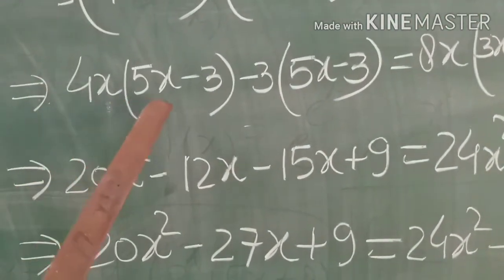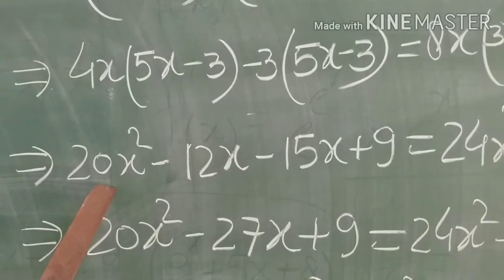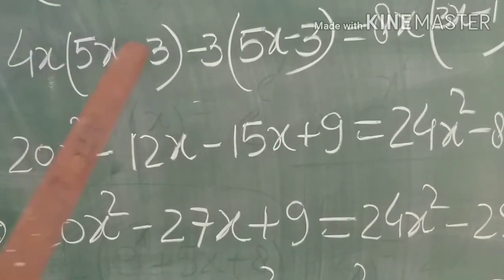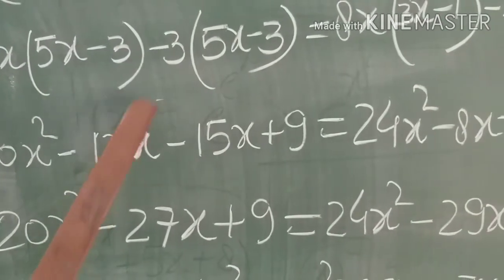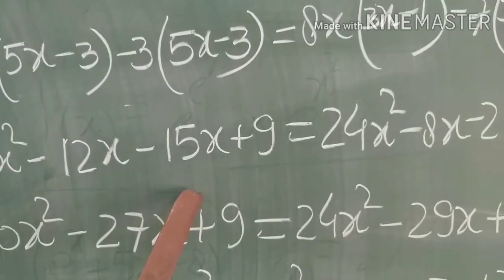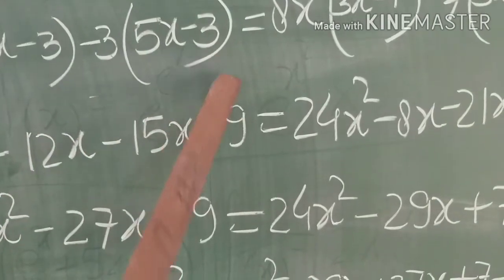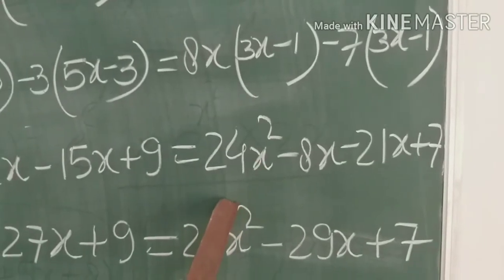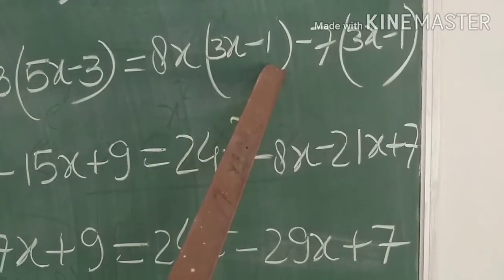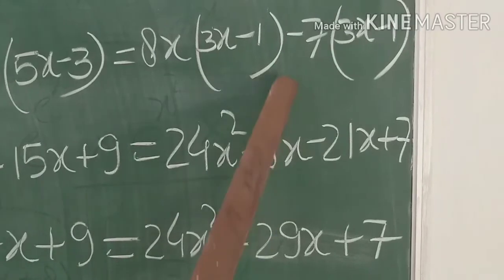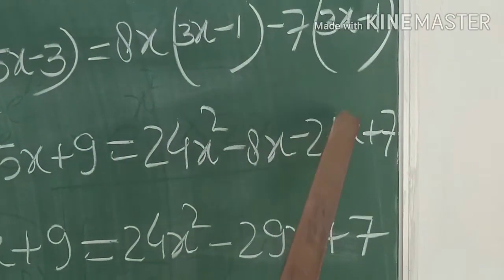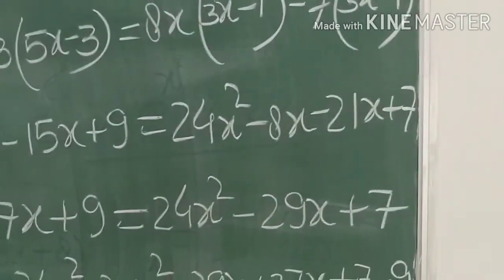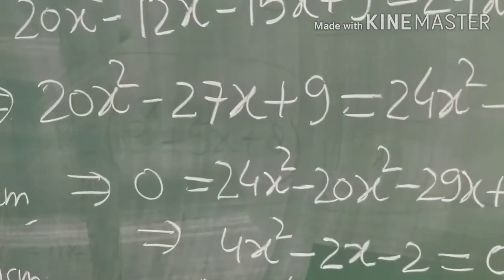Let us open the bracket. 4x into 5x, 20x square, 4x into minus 3, minus 12x, minus 3 into 5x, minus 15x, minus 3 into minus 3, plus 9. 8x multiplied by 3x, 24x square, 8x multiplied by minus 1, minus 8x, minus 7 multiplied by 3x, minus 21x, minus 7 multiplied by minus 1, plus 7. Okay students.